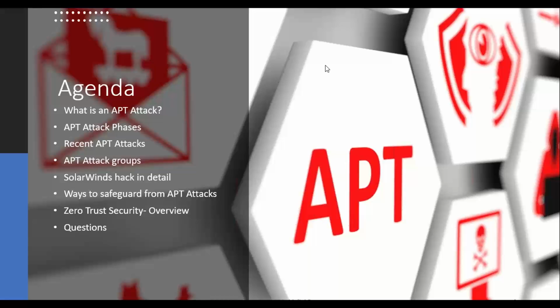Sorry about that. So, the agenda for today's discussion is: what is an APT attack, APT attack phases, and recent APT attacks. We are also going to discuss the APT attack groups. Quickly, we will also see the SolarWinds hack in detail. We'll also see ways to safeguard from APT attacks and the zero trust security overview. And of course, we'll take up questions and answers at the end if there are any.